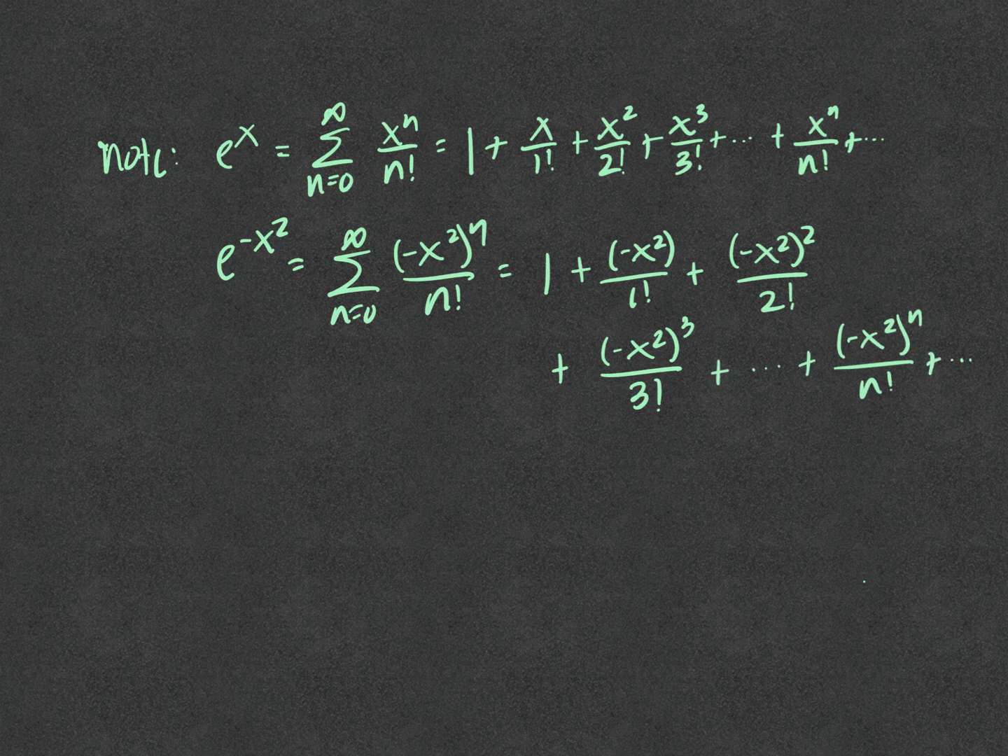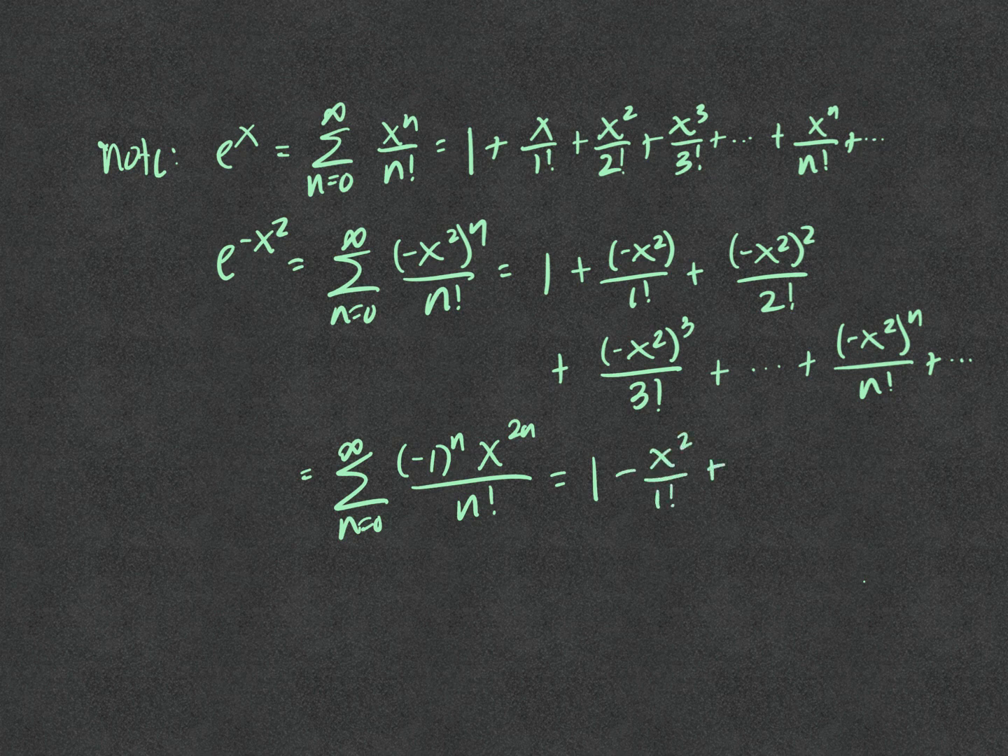When we work this out a little bit nicer, we have the series from n equals 0 to infinity of negative 1 to the n, which makes it alternating, x to the 2n over n factorial. That's our nice, pretty summation. Sometimes it's helpful, sometimes it's not. And then we have 1. This is actually not a plus because we have minus x squared. So we have minus x squared over 1 factorial. I'm going to keep it in that format. And then when you square the next one, you get x to the fourth over 2 factorial, minus x to the sixth over 3 factorial plus dot, dot, dot.